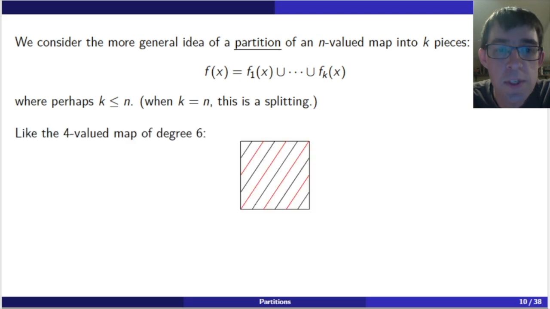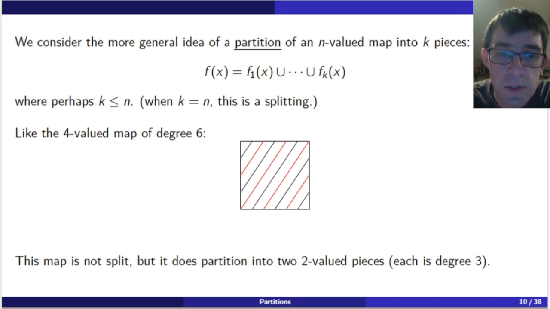All right. For example, the 4-valued map of degree 6, if you graph that, it looks like this. And I have colored the pieces in such a way that if you look carefully, you'll see there are 2 pieces, the red piece and the black piece. But the red piece itself and the black piece cannot be broken down further into finer pieces. So this one is not split. It doesn't break into single-valued functions, but it does have a partition into 2 pieces, each of which are 2-valued. And these each have degree 3. So this is the kind of thing that I want to talk about.